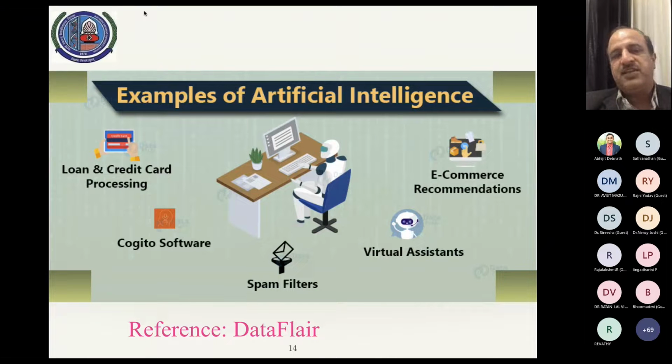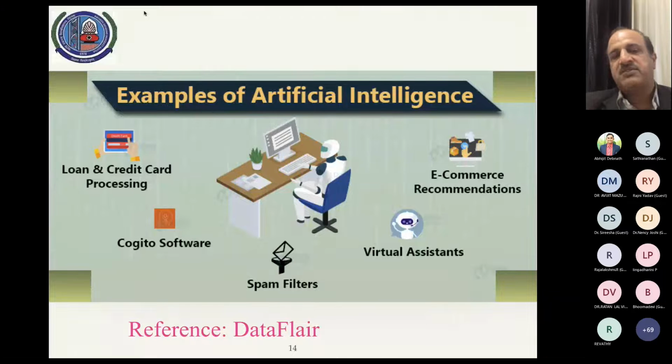Say one day you search for anything on your mobile. The next day, you will find a recommendation from your AI-based mobile system that this is recommended for your search. I'll take a detailed example of the same in the coming slides.